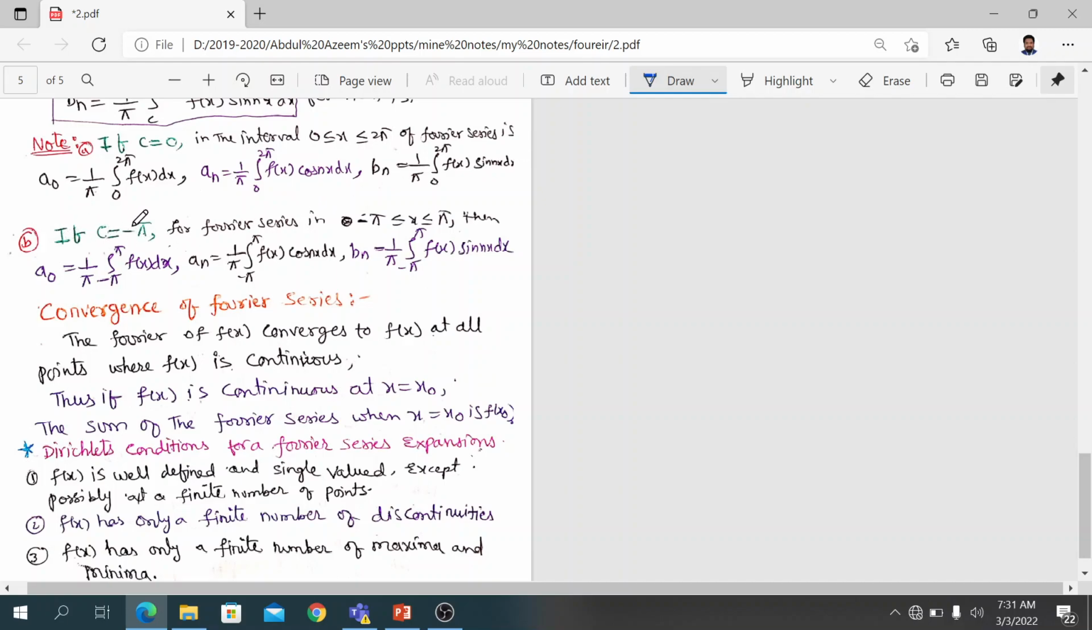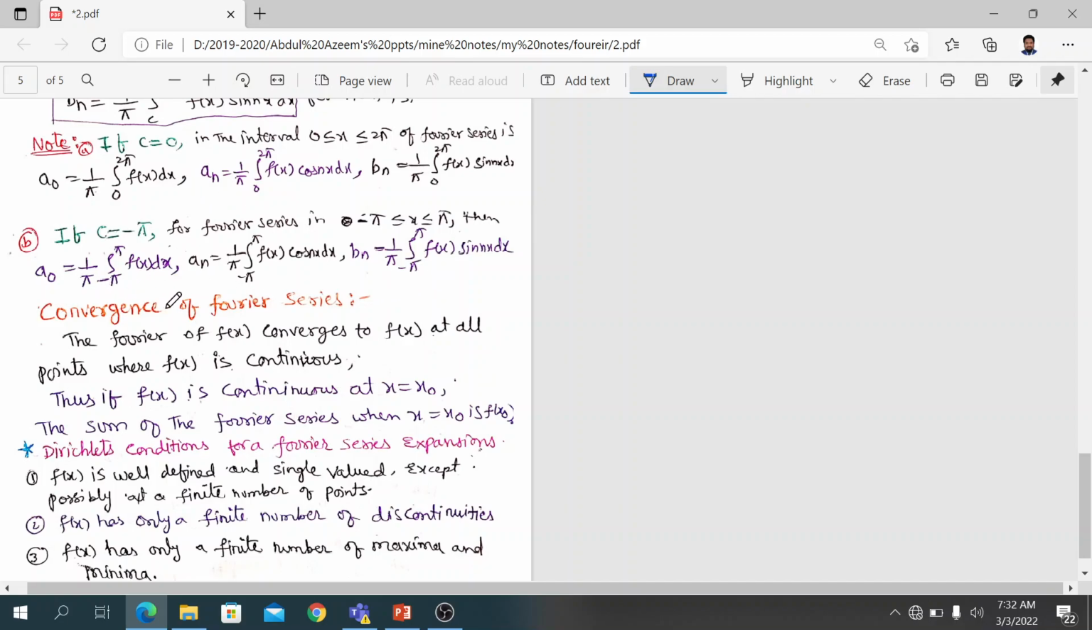If c is equal to minus pi, for the Fourier series in minus pi less than or equal to x less than or equal to pi, then a naught value is 1 by pi integration minus pi to pi f of x dx. An value is 1 by pi integration minus pi to pi f of x cos nx dx, and bn value is 1 by pi integration minus pi to plus pi f of x sin nx dx. These are the working rules.